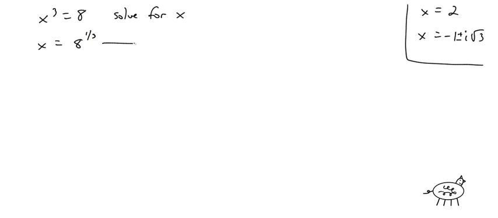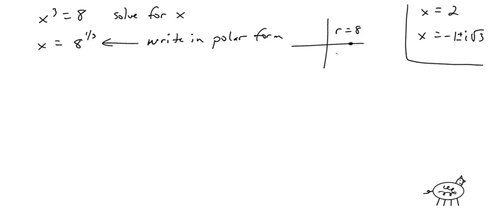Okay, then what I'm going to do is write in polar form. And so remember, in polar form, 8's over here. So isn't r equal to 8? And isn't theta equal to 0 degrees? Sounds good to me. So I'm going to write x equals 8 cis 0 degrees to the 1/3 power.